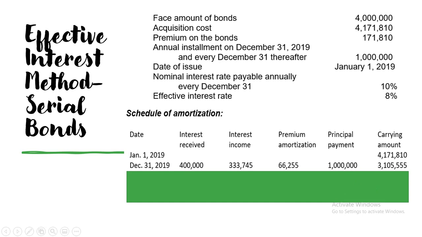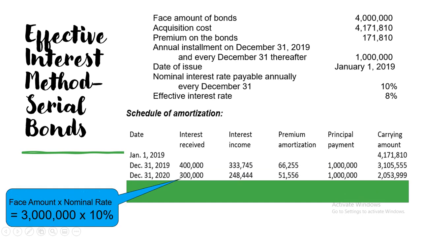Now, for the second year, as you can see, the interest received is now 300. Bakit siya 300? 3 million, which is the new face amount. Kasi nga, di ba, 4 million siya dati. Less the annual payment na 1 million. So, naging 3 million na lang. Times 10% na interest, nominal rate. So, the interest received is now 300,000.